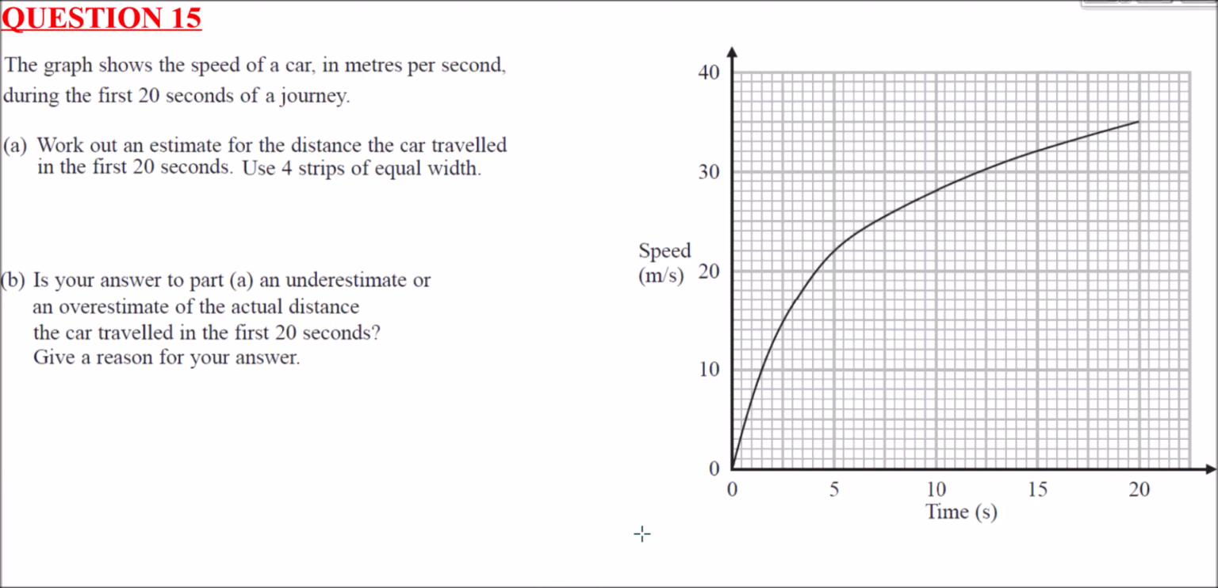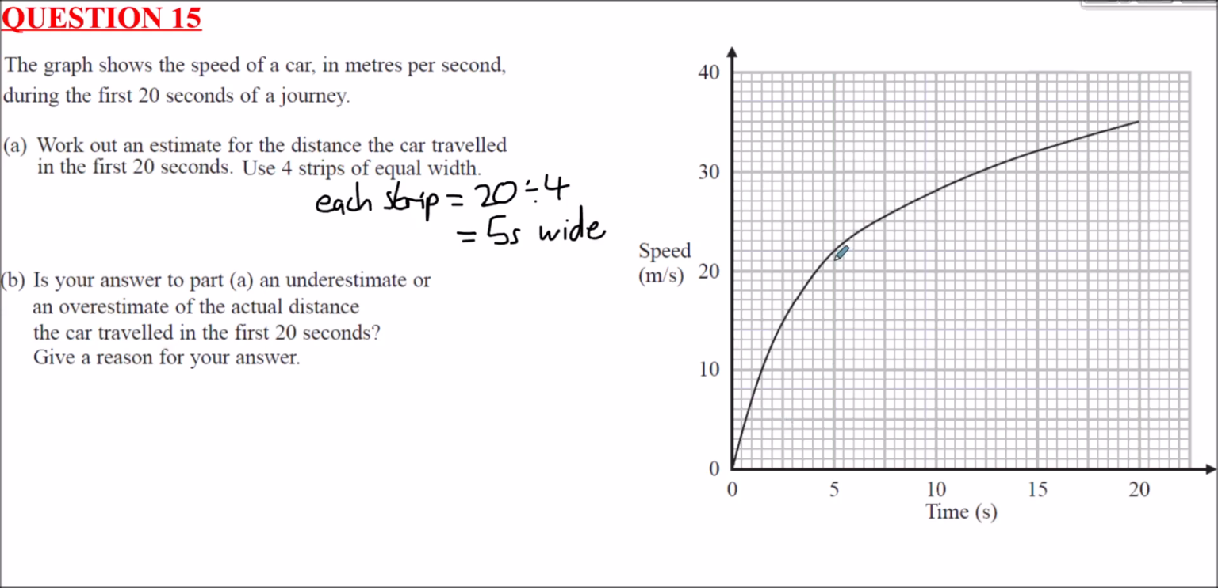We've got the graph showing the speed of the car in meters per second during the first 20 seconds of a journey. We need to work out an estimate for the distance the car travelled in the first 20 seconds. Use 4 strips of equal width. Well, the total journey goes on for 20 seconds. If we're using 4 strips, those 4 strips must total 20 seconds. So each strip must be 20 divided by 4. It must be 5 seconds wide.